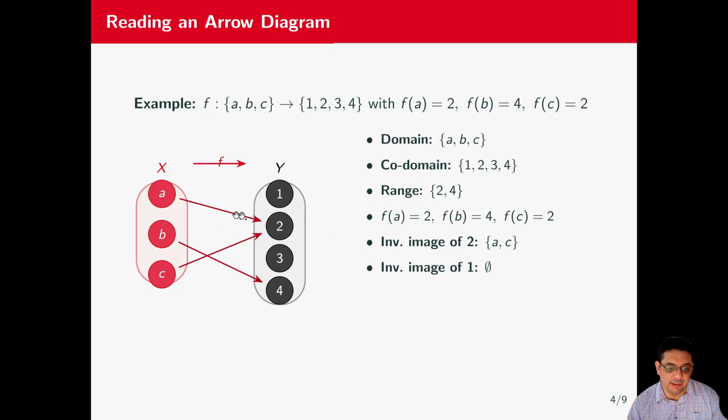The inverse image of 1 is going to be empty because we don't have anything through f going to 1. As pairs, we can also represent this function as the pairs (a,2), (b,4), (c,2). Notice that in this case, the range is not equal to the codomain. It's a subset.